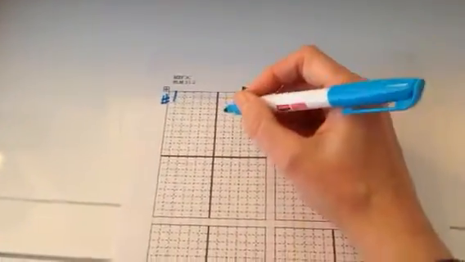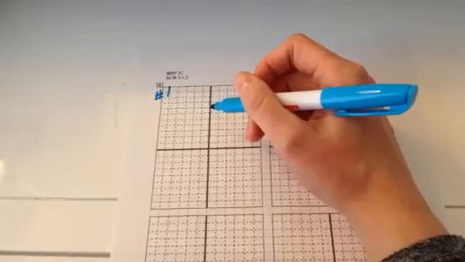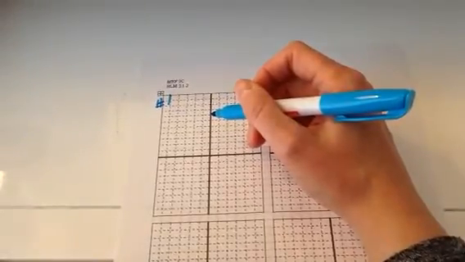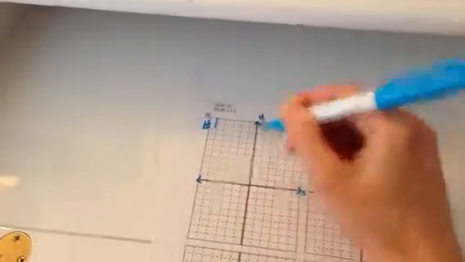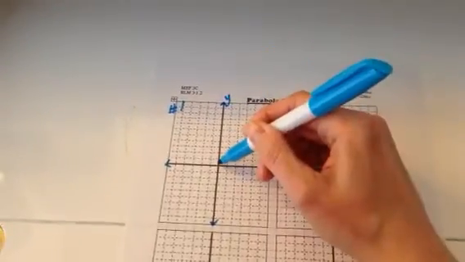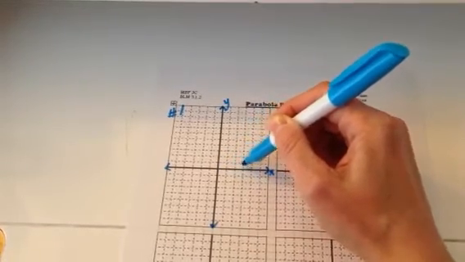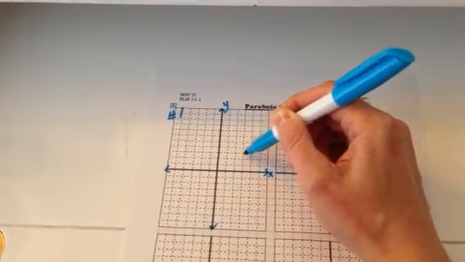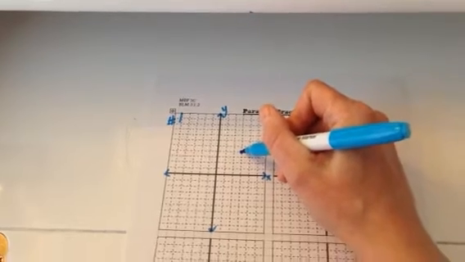Parabola number 1 says draw a parabola with a vertex of (3, 4) and zeros at 1 and 5. If we have a vertex at (3, 4), that's a good point to start at. Let's label our axes here. Always important to label the axes. Let's plot that point first. Along the x-axis, we go to 3, 1, 2, 3, and then up 4: 1, 2, 3, 4. Now that is the vertex of our parabola.